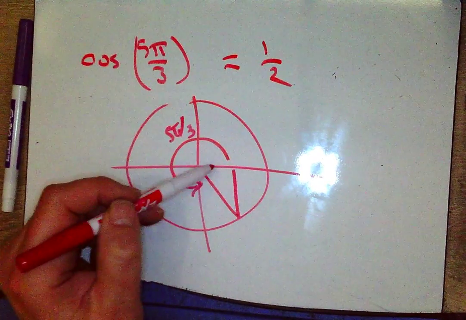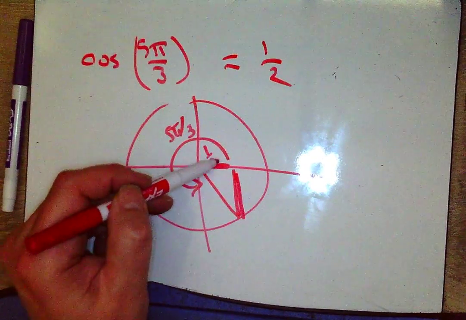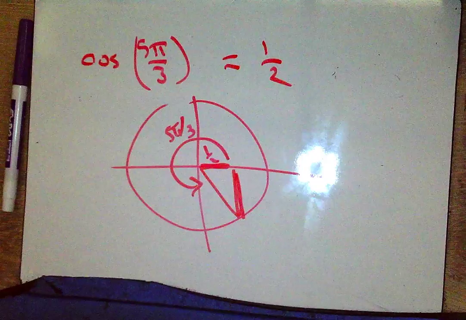And I'm looking for the x value here. This is the short leg. This is the long leg. So that's got to be positive 1 half. All right. Let's take it a step further.